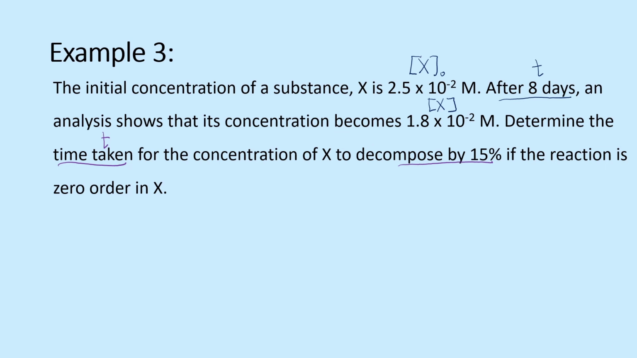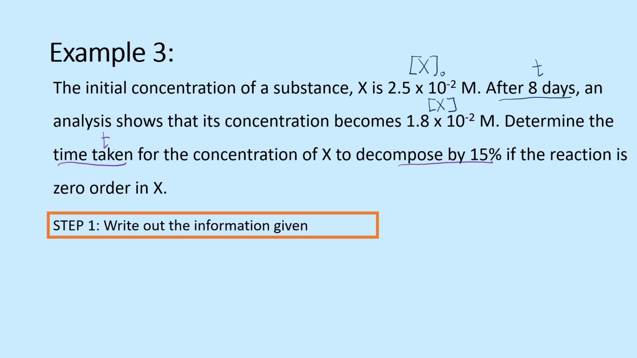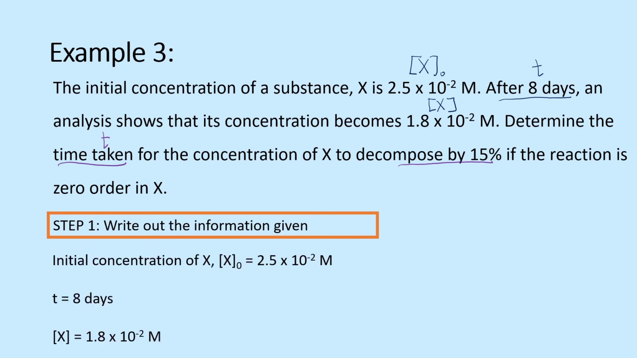So now we shall look at how to find the rate constant in the first part of the question. Again, step number 1 is to write out all the information given to us in the first part of the question. We are given the initial concentration of reagent X, 2.5 times 10 to the power of -2 molar, time 8 days, and also the remaining concentration of reagent X, 1.8 times 10 to the power of -2 molar.